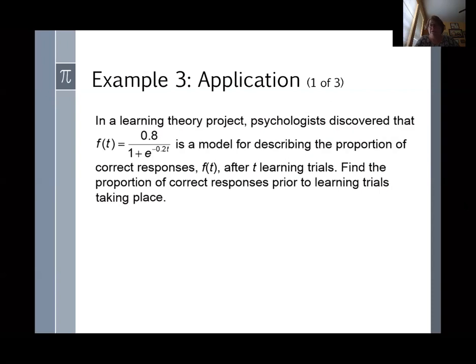So what they want you to find is f of 0. Before any learning trials take place, what is the proportion of correct responses? So we need to find f of 0. So I replaced t in my equation with the number 0.